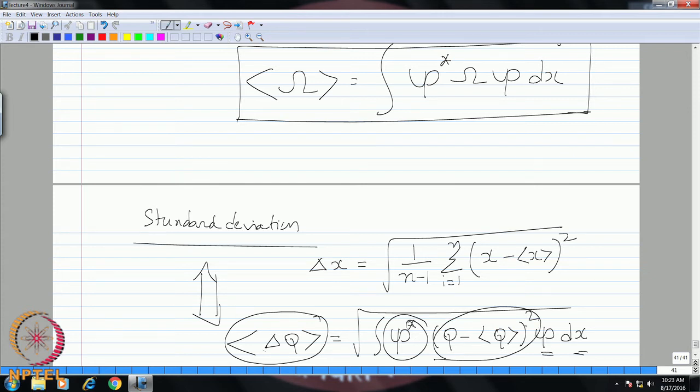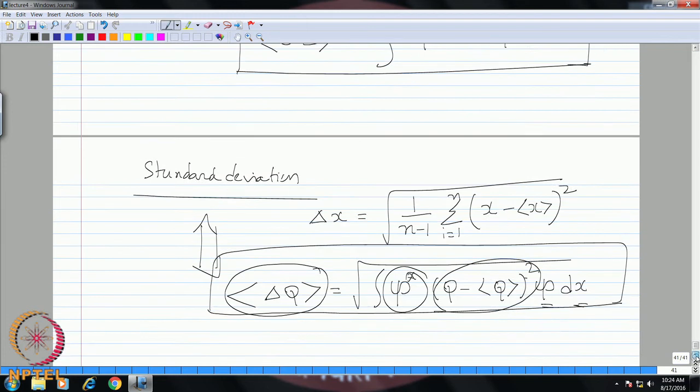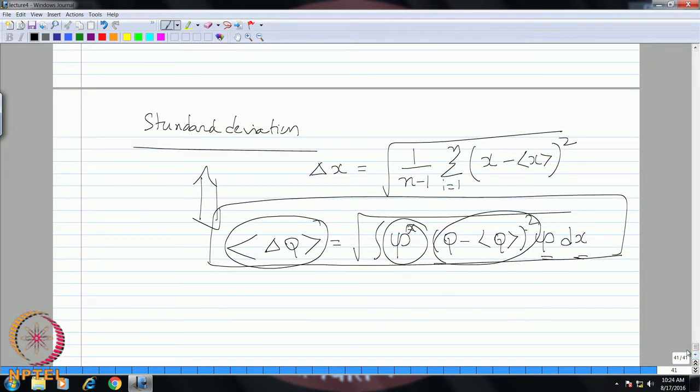Okay. Now, if you want to calculate the expected value of uncertainty, this uncertainty itself is the value minus the expected value, the whole square, and then the square root of that. So, this is the quantum mechanical way to determine the uncertainty of, it could be energy, it could be momentum, it could be position, it could be time, q could be anything. Okay. So, the expected value of uncertainty is always estimated using this particular equation here.